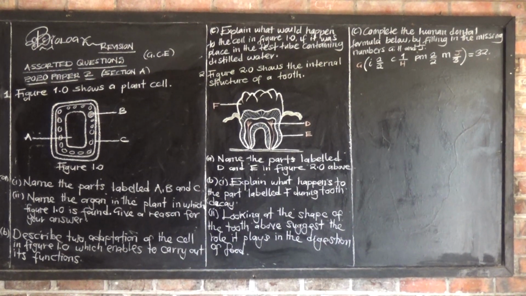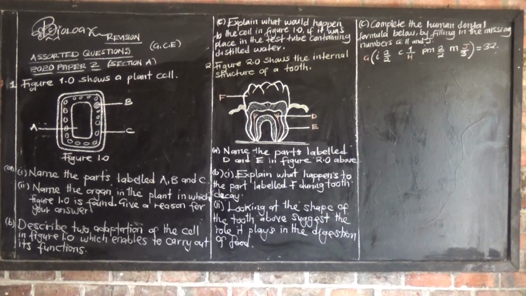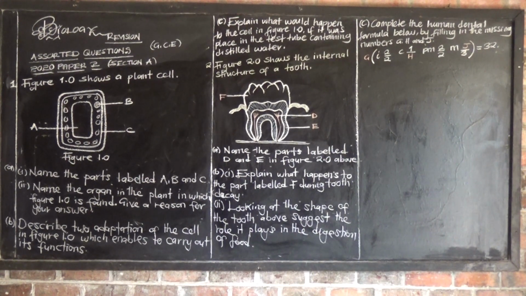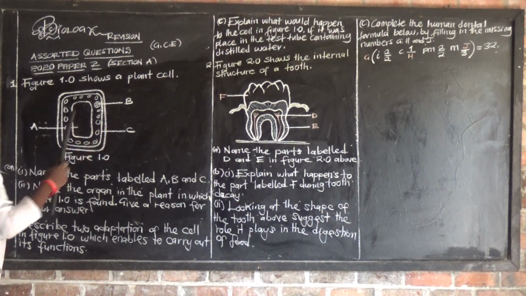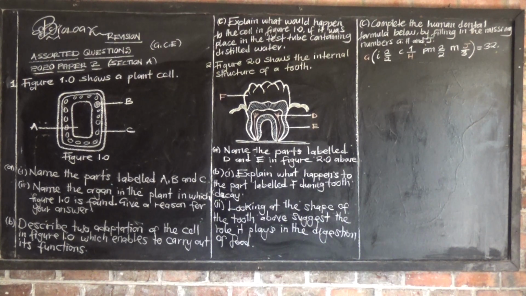Paper 2. So it's supposed to be G.C.E. Now, let's proceed. The question on cells says figure 1.0 shows a plant cell. So we have this plant cell, right? This is our plant cell.